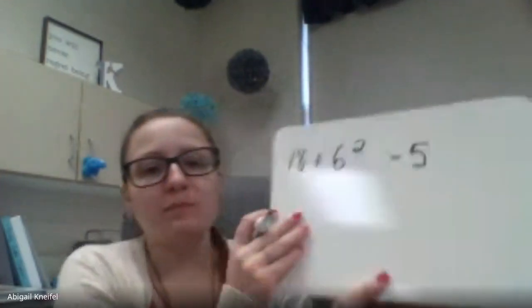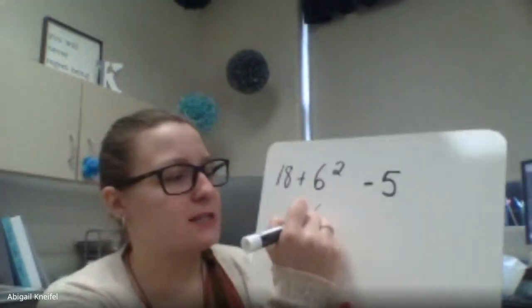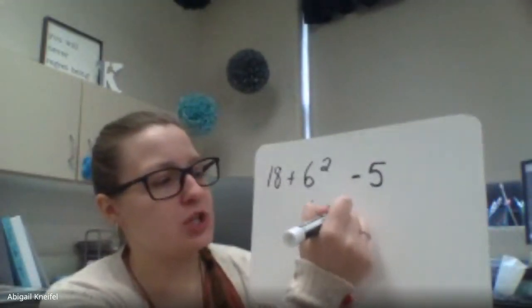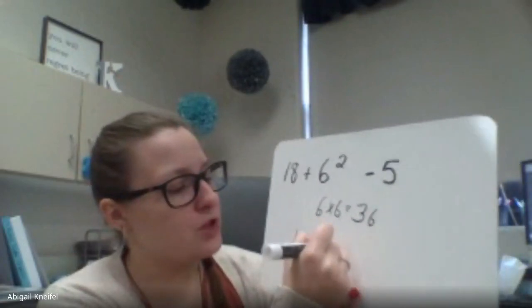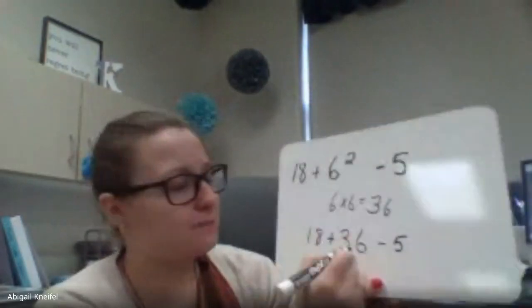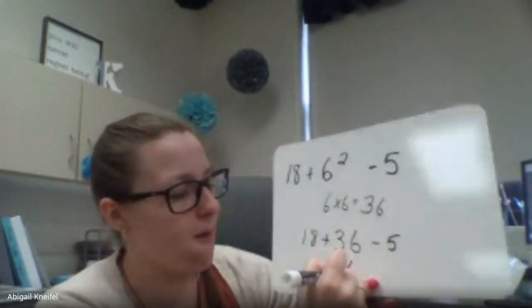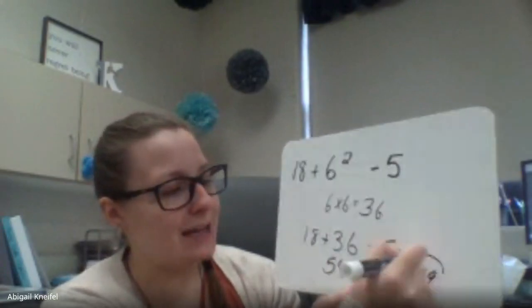All right. So the first thing we have to do is the exponent, which is 6 times 6. 6 times 6 equals 36. So now we have 18 plus 36 minus 5. 18 plus 36 is 54. Minus 5 equals 49.